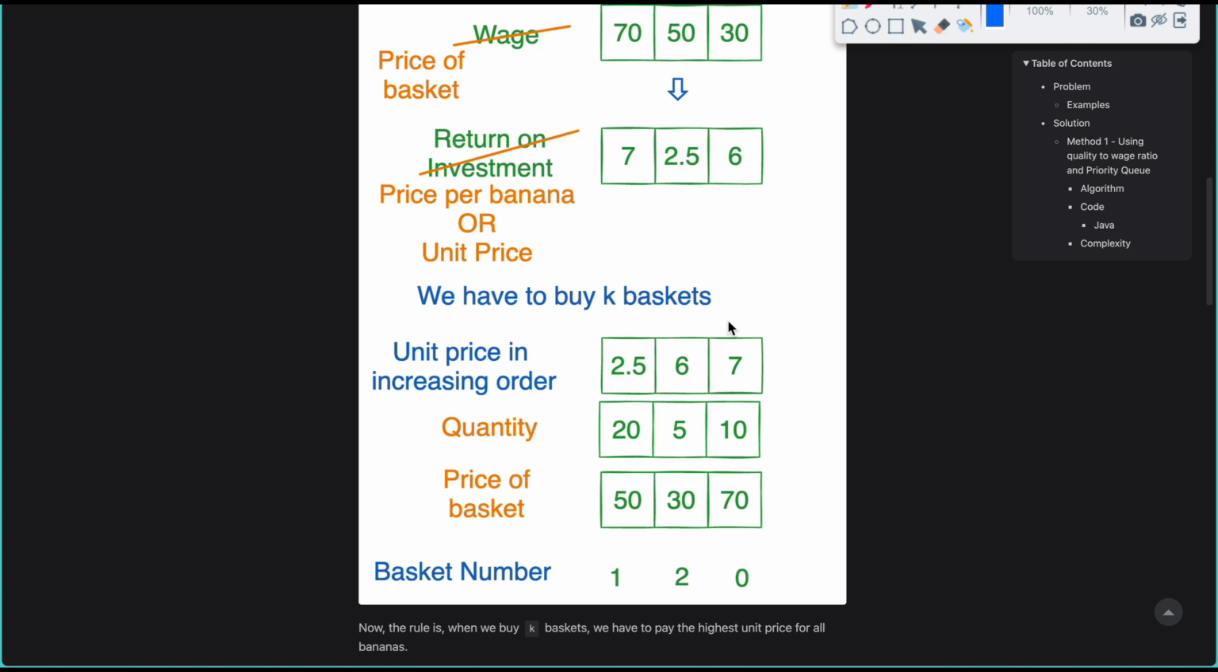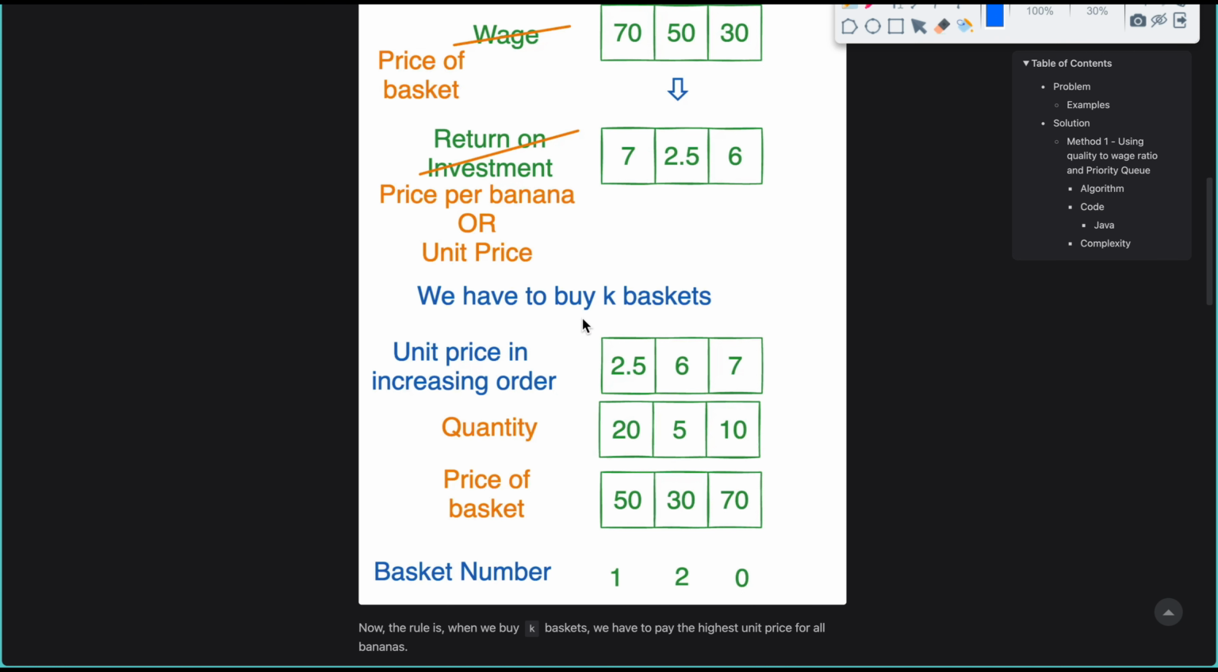Like in the end, right? So the first thing we have to do is sort them based on the unit price. The reason for that is rule 2, because we have to pay the same unit price for all the bananas in the basket. So we want the one with the lowest unit price.